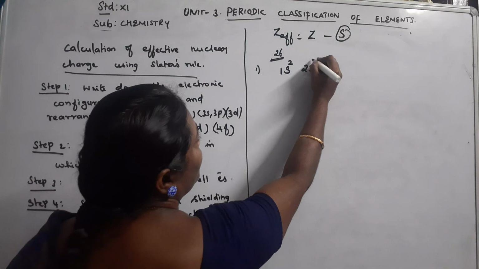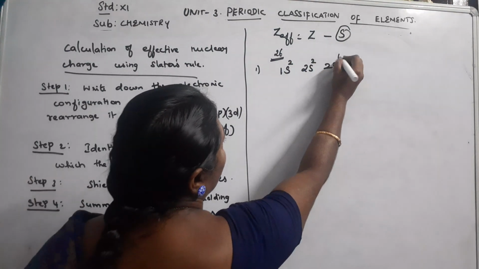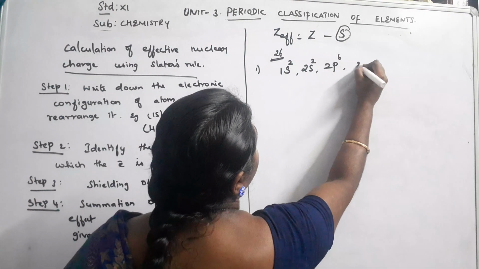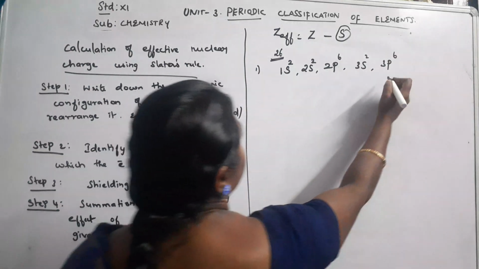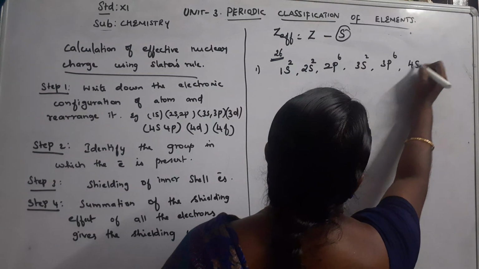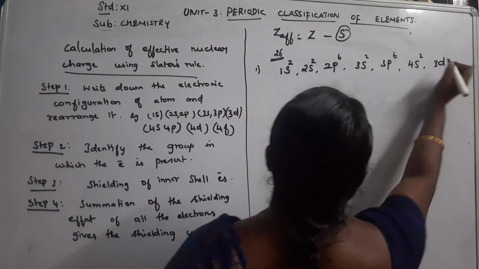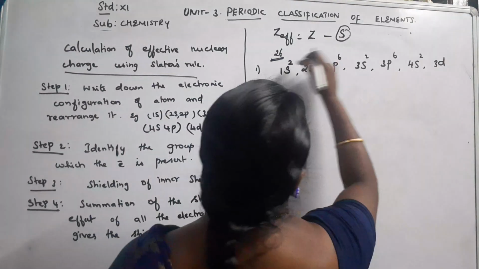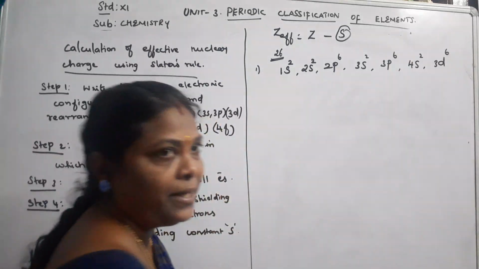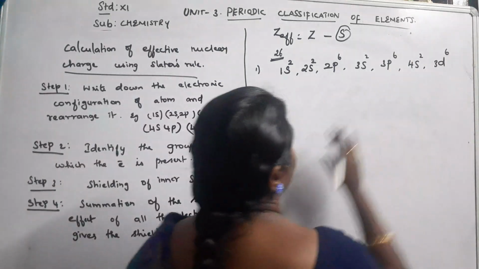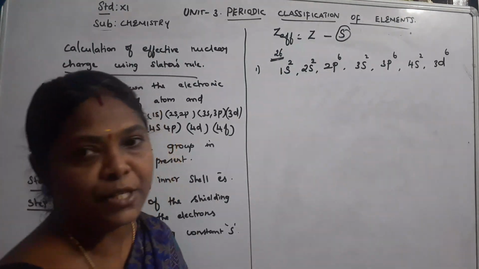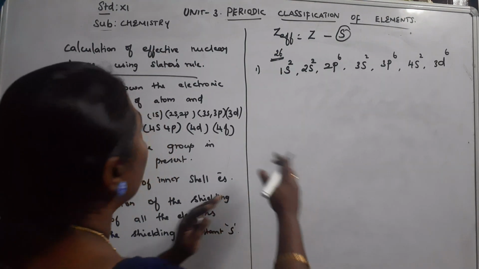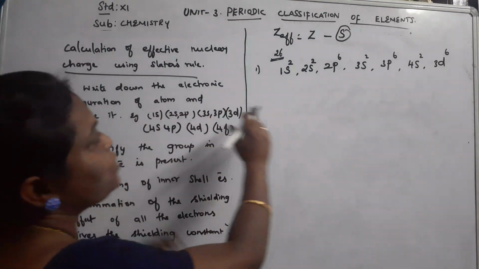1s2, 2s2, 2p6, then 3s2, 3p6, that is 18, then 4s2, 3d, how much? 10, and the remaining 6 electrons are here. So this is the way we have to write the electronic configuration for an atom whose atomic number is 26. Now, what's the first rule? We have to arrange.